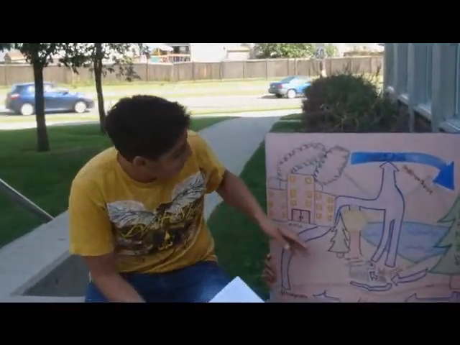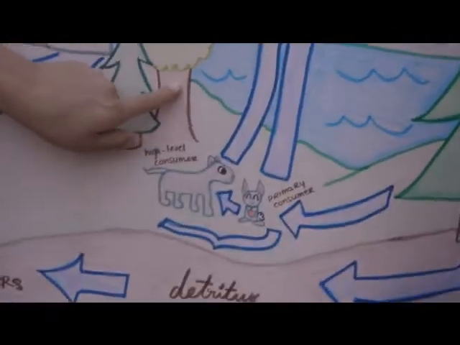Carbon moves from plants into animals. As you can see here, these animals are eating the plants.